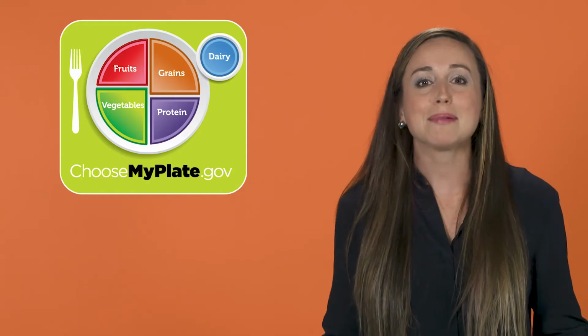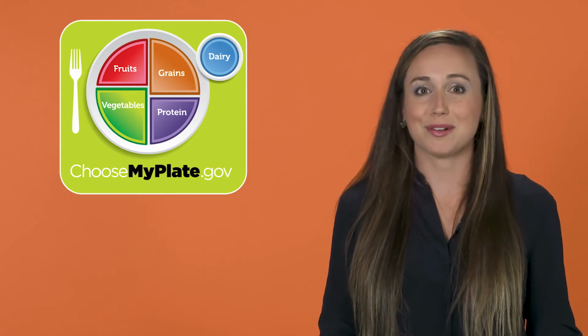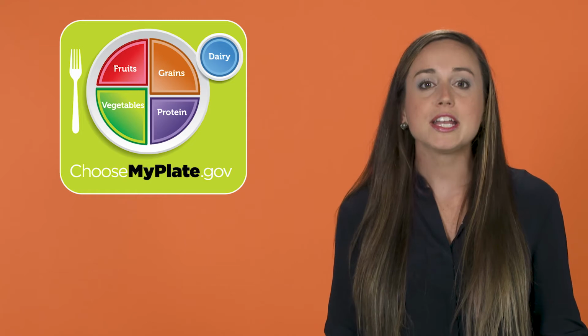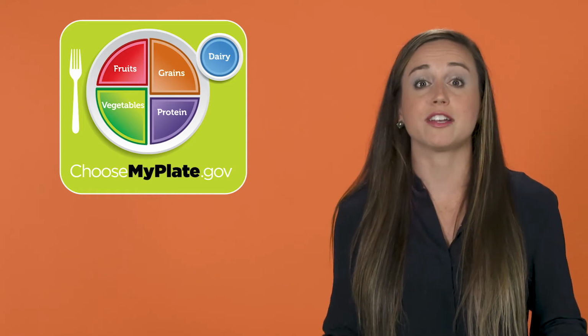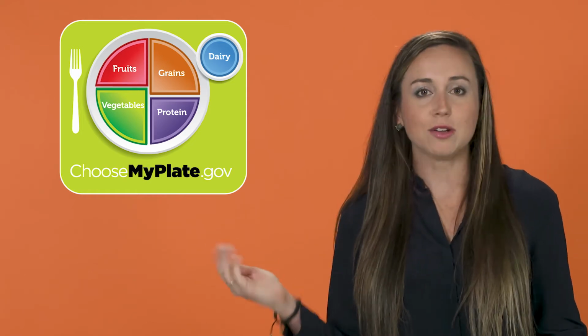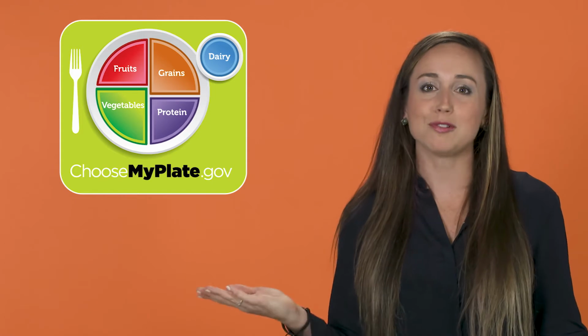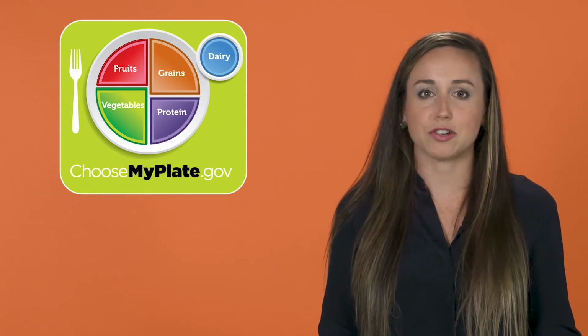Today we're going to talk about the USDA MyPlate. MyPlate is a guide that helps us eat healthier. If you notice, the MyPlate has 5 different colors. Each of these colors represents one of the different food groups. We have red, which represents fruit, green, vegetables, orange, grains, purple, protein, and blue, the dairy group.